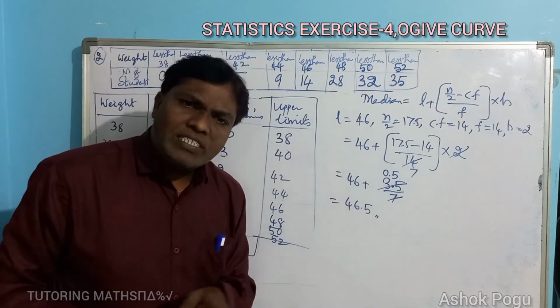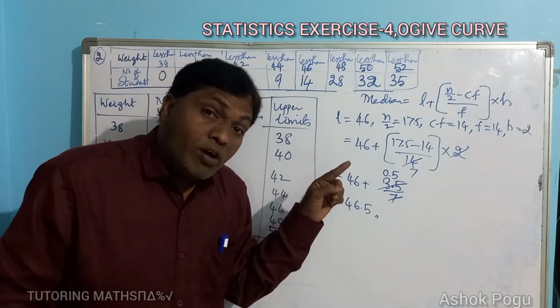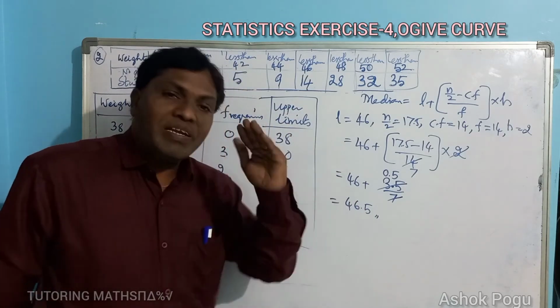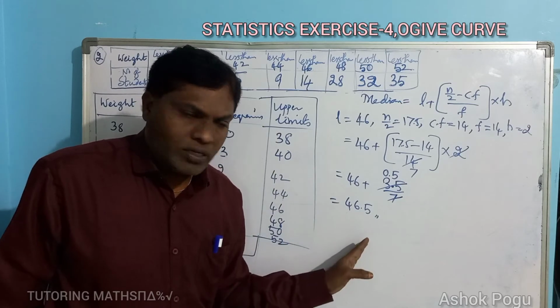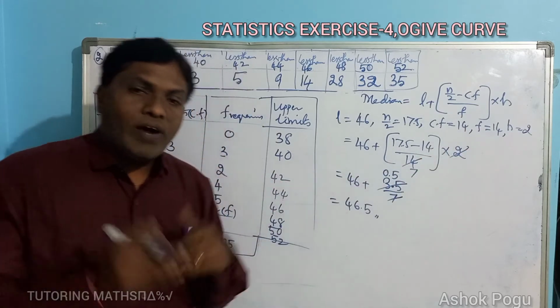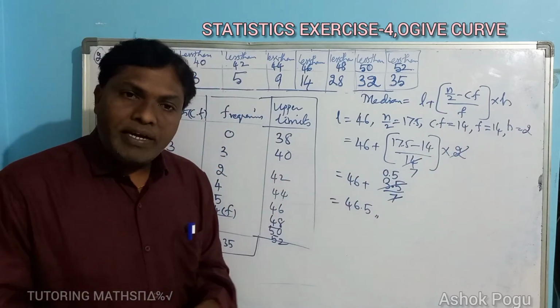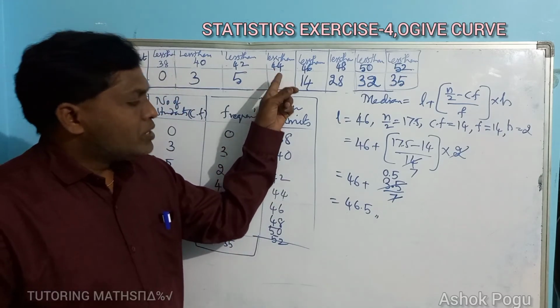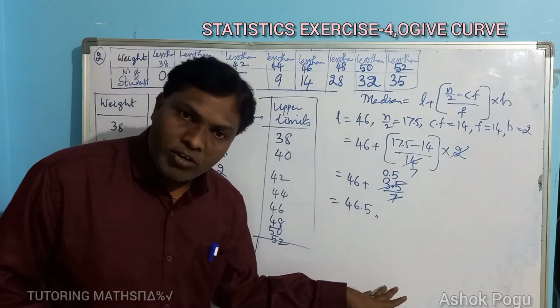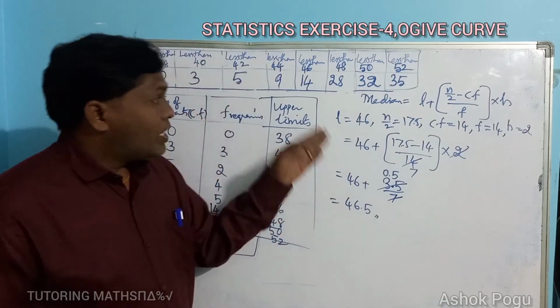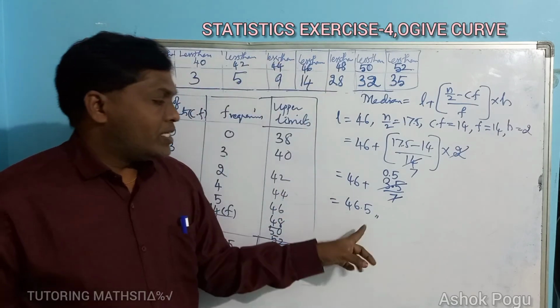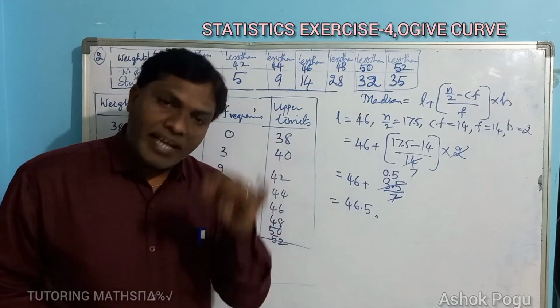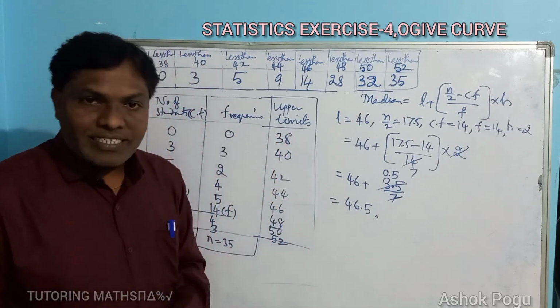And just now we have discussed that using the Ogive curve also we have got the same exact result. So finally both are compared, both are correct. So now we can say that by using the formula and by drawing the Ogive curve, we have got the median weight of the students as 46.5 kgs. So that's it.